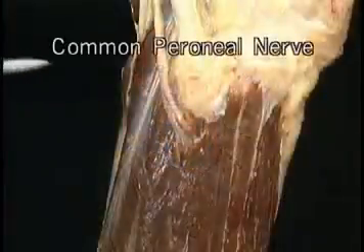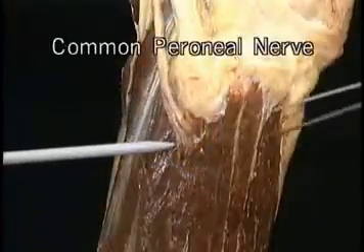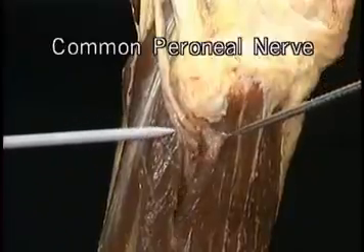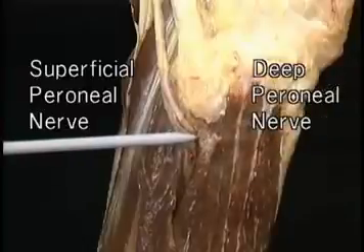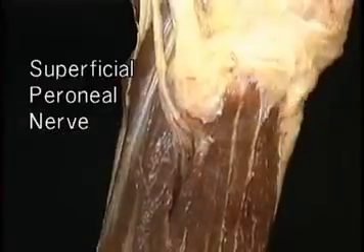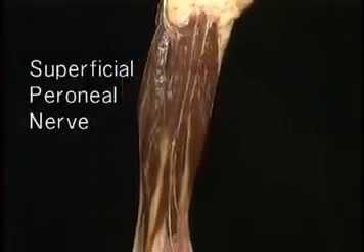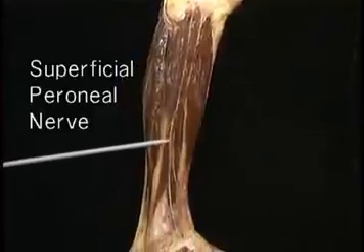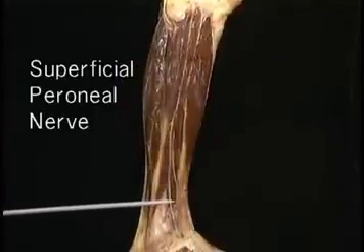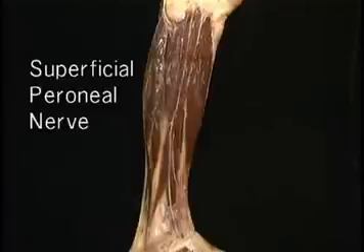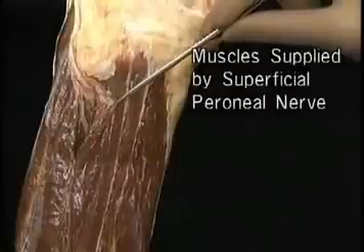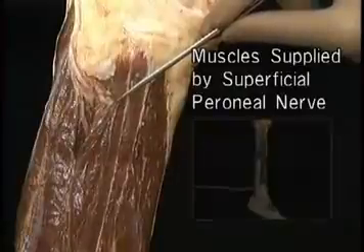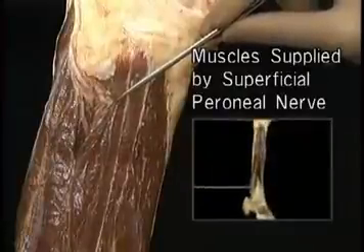Now we'll follow the common peroneal nerve. As it passes under the peroneus longus muscle, the common peroneal nerve divides into the superficial peroneal nerve and the deep peroneal nerve. The superficial peroneal nerve runs down beneath peroneus longus. It emerges here and continues down to the foot as a sensory nerve, as we'll see in the next section. The superficial peroneal nerve supplies peroneus longus and peroneus brevis.